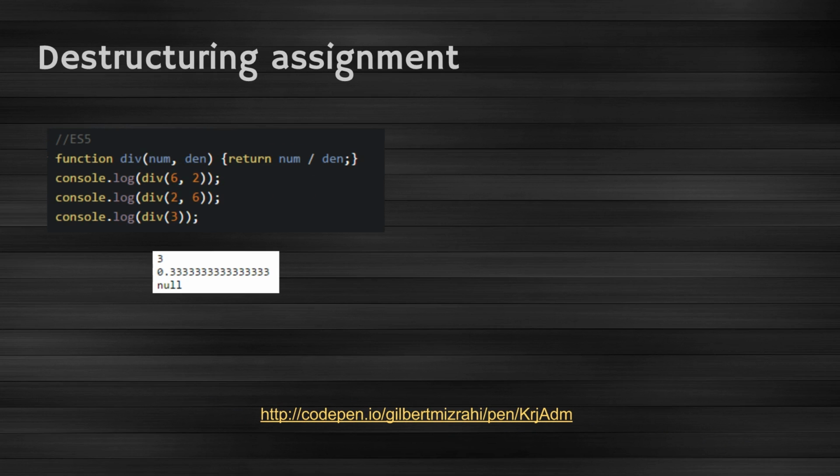Before ES6, you had to write a function like this. Function div(num, den) return num divided by den. And you can see the values here. You have to pass two parameters because there were two parameters in that original function. So in the last case, if you do div(3), it returns NaN because it doesn't know how to evaluate that. It doesn't have two parameters. And also the order of the parameters is important.